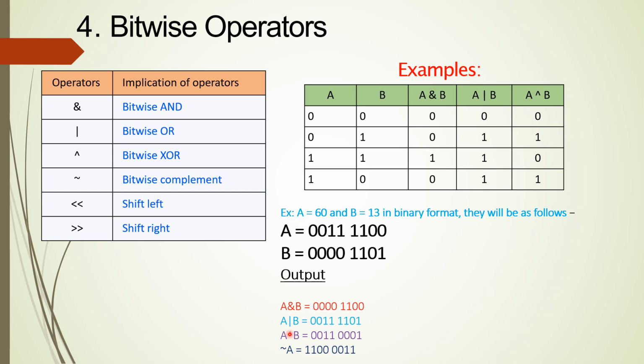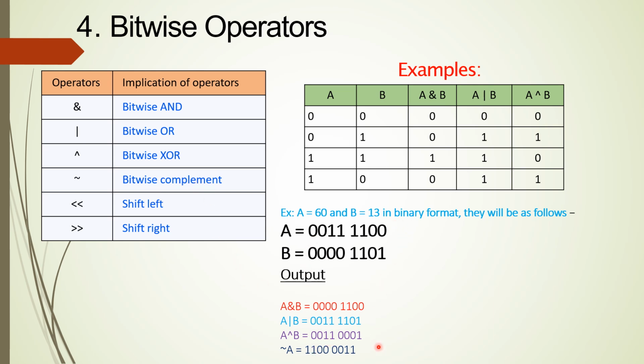For XOR, if any one operand is high, then the output is also high. If both operands are low or both operands are high, then the output will become low. The logic is 0 0 is 0 and 1 1 is 0, whereas 0 1 or 1 0 becomes 1. So let us check it. 0 1 is 1, 0 0 is 0, 1 1 is 0, 1 0 is 1, 0 0 is 0. Yeah, done.